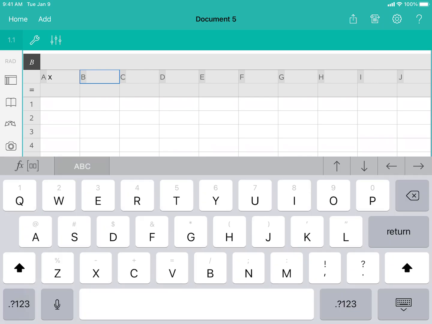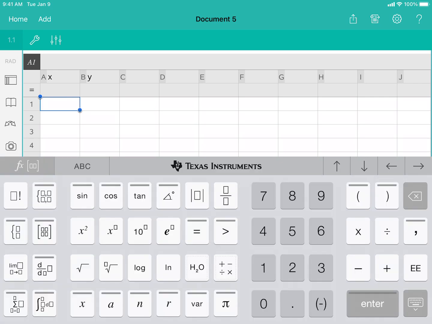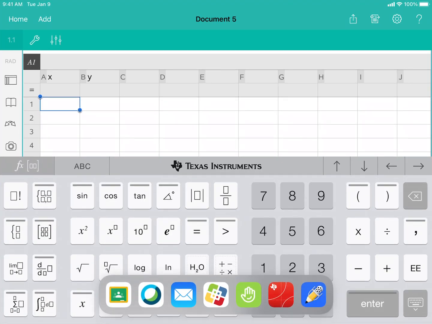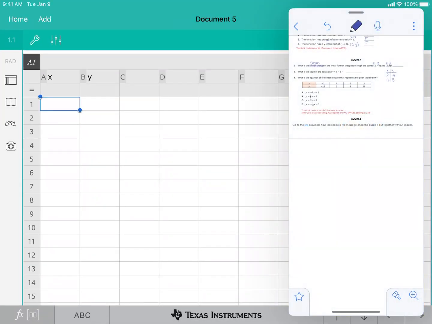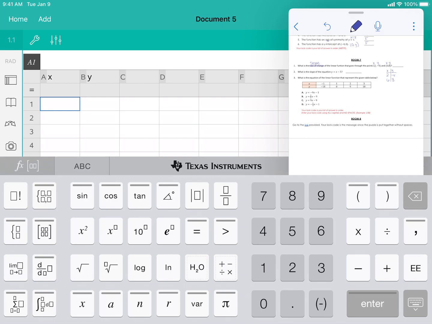Then we go to B and change it to Y and press enter. And then this is where I'm going to type in the numbers. So let's see. Let me put my paper back up here so I can see it. So we have positive 2 and 6 for my x values. We have -4 and 8 for my y values.